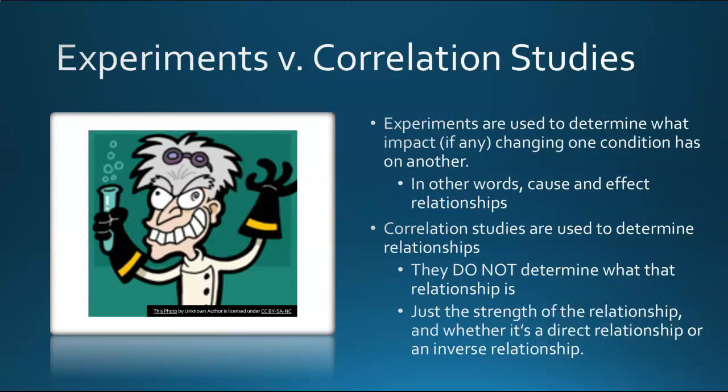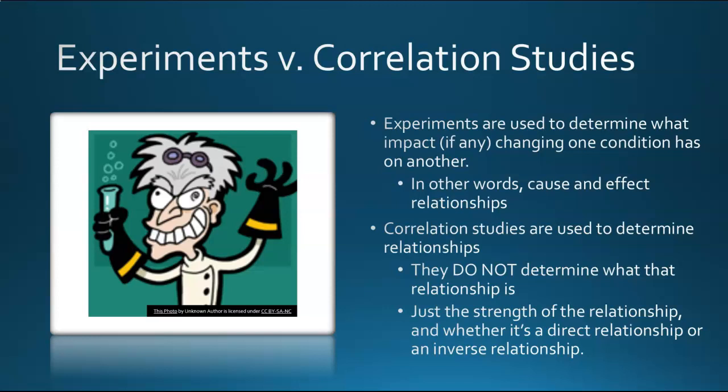It does not speak to what that relationship is, which is to say that if x changes y or if y changes x. What correlational studies can do is tell you if it's a strong relationship or a weak relationship between the two variables, and if that is a direct relationship, that is to say when the value of x goes up, so does y, or an inverse relationship, when x goes up, then y goes down.